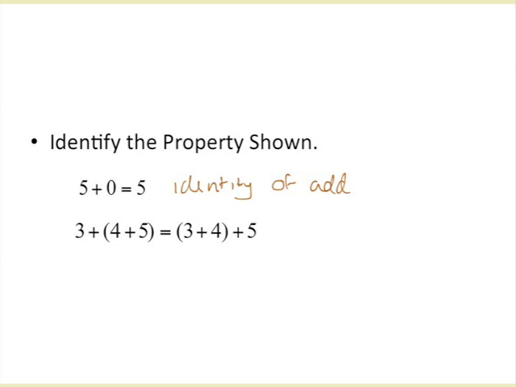What happens in the next one? It's the associative. The parentheses moved around. Remember, the associative is like who you associate with. So these numbers are reassociating themselves or regrouping themselves, but that's an okay thing to do. So this is the associative of addition.